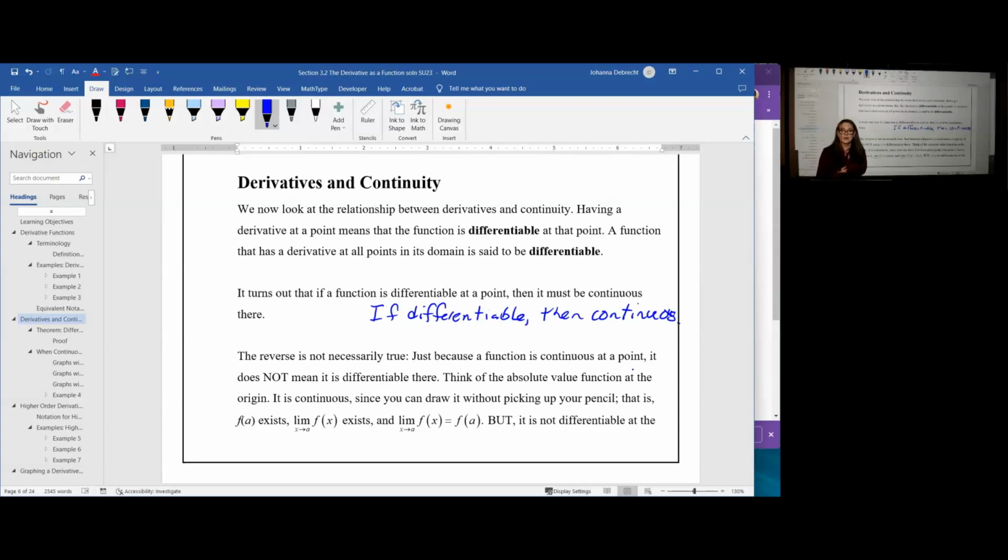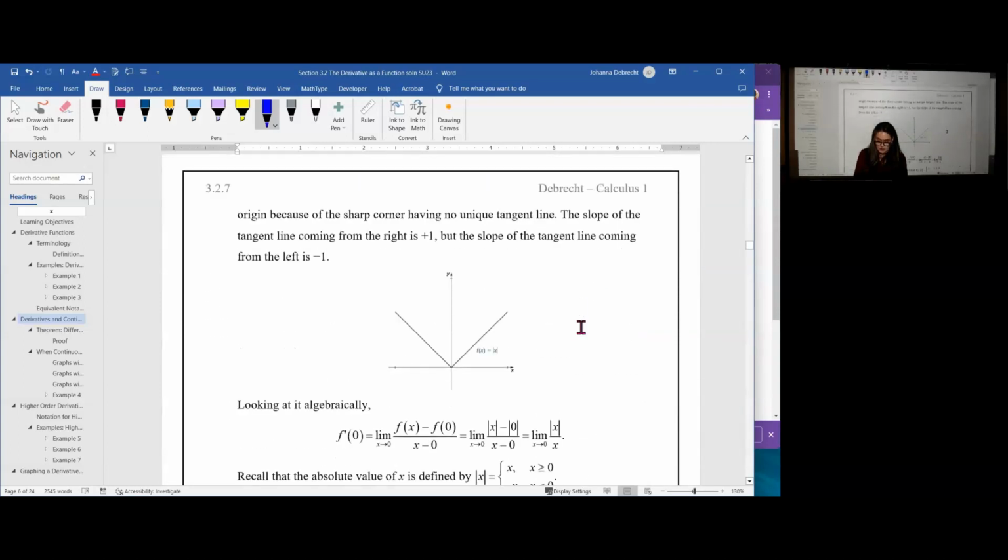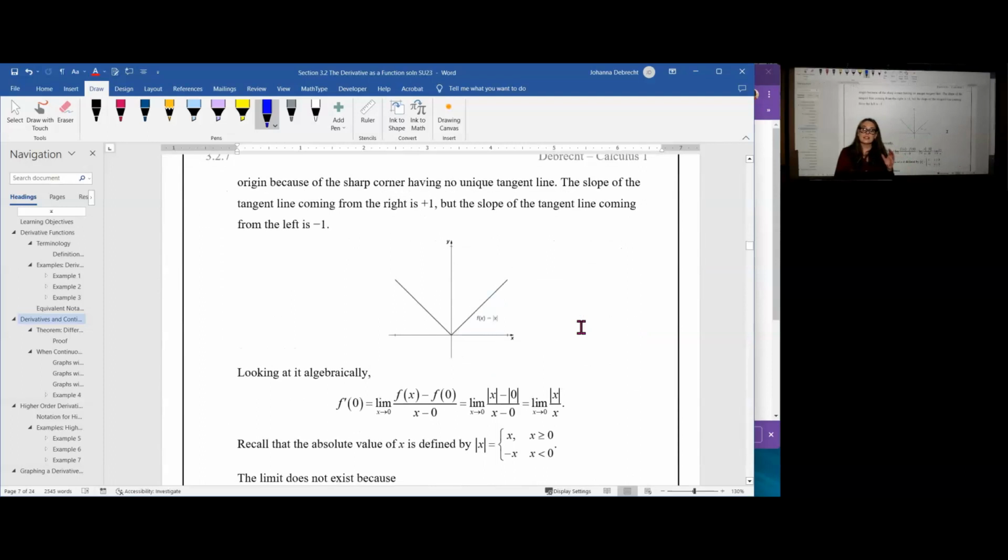That's not true. Let's think about the absolute value function, which is definitely continuous over the real number line. It's continuous because I can draw the graph without lifting my pencil. At every point, the function value exists, the two-sided limit exists, and they point to the same place. It is continuous. However, at the origin, where I have that sharp corner, the derivative does not exist.